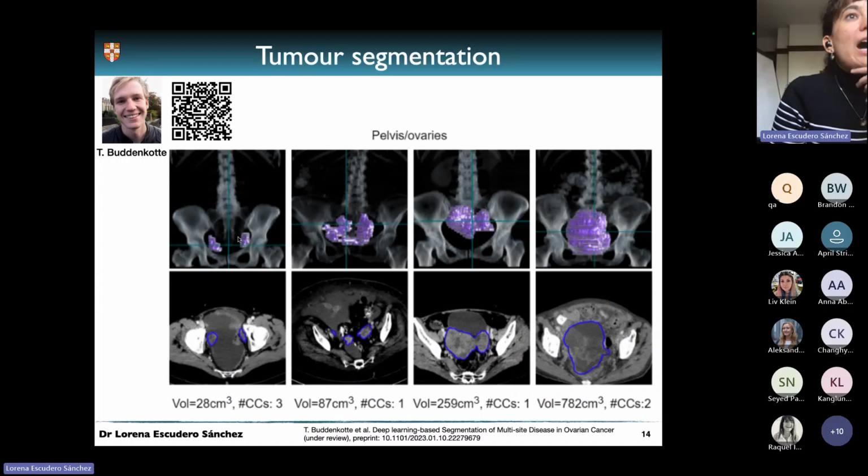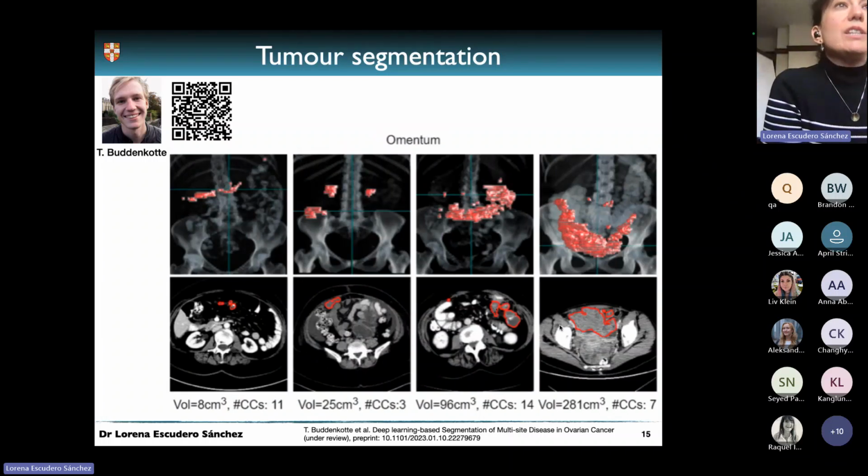This shows you how this pelvic ovarian disease looks like in a few cases. These are manual segmentations. So you can see there's quite a lot of variability as well within this same cancer. It can be quite heterogeneous. It can be really large, like this case.